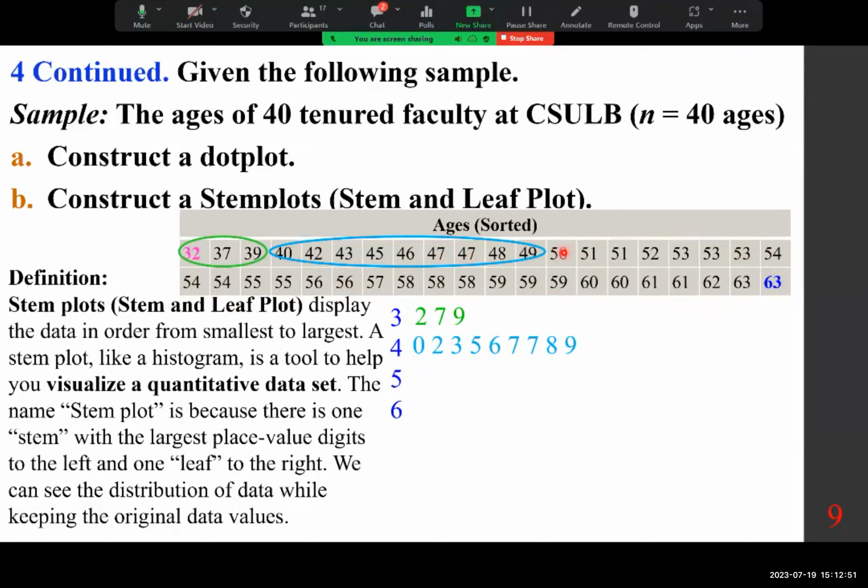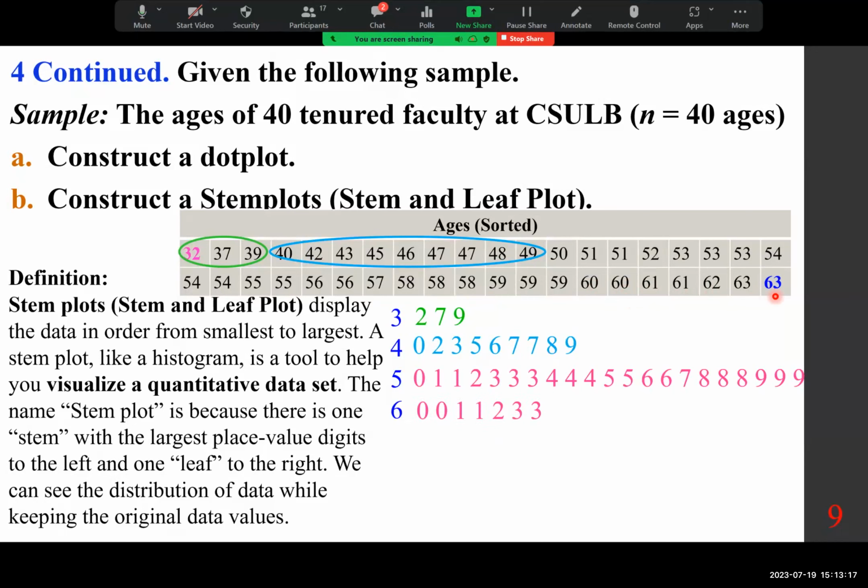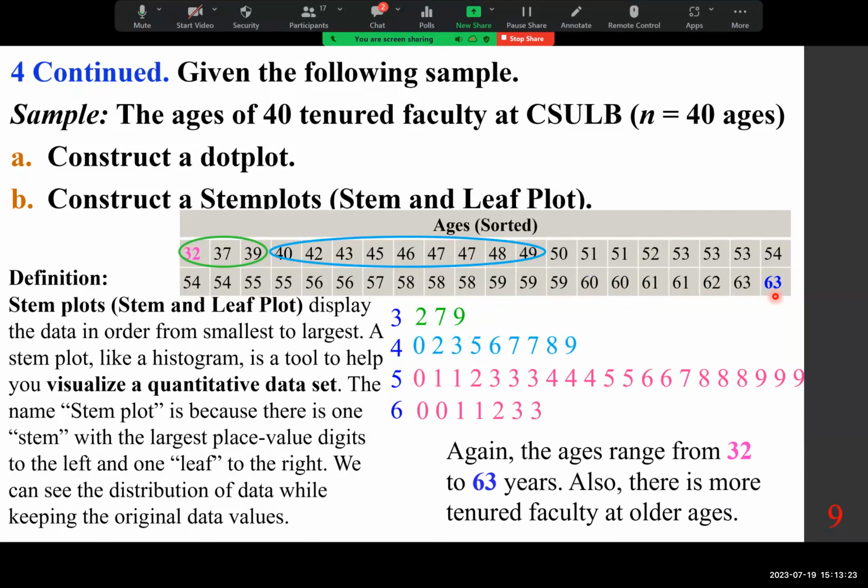So in front of 5, I would put 0, and then 1, 1, 2, 3, 3, 3, so on and so forth, and do the same thing for number 6. This is for number 5. For number 6, we would put 0, 0, 1, 1, 2, 3, 3. And again, the ages range from 32 to 63 years. Also, there is more tenured faculty at older ages.